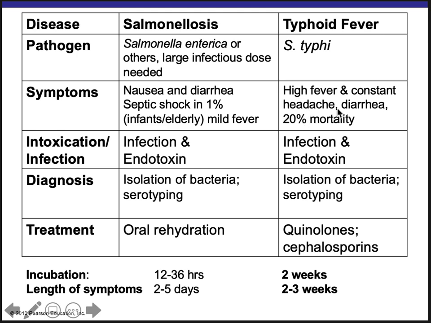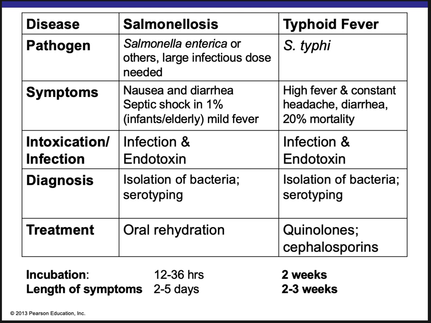And as I mentioned before, 20% mortality rate. It's a true infection. It also has an endotoxin, and it would also need to be isolated and serotyped and then treated with antibiotics. There's 2 types of antibiotics, the quinolones and the cephalosporins. Both can work. This is a long incubation time, about 2 weeks, and it's also a long illness of 2 to 3 weeks of symptoms.